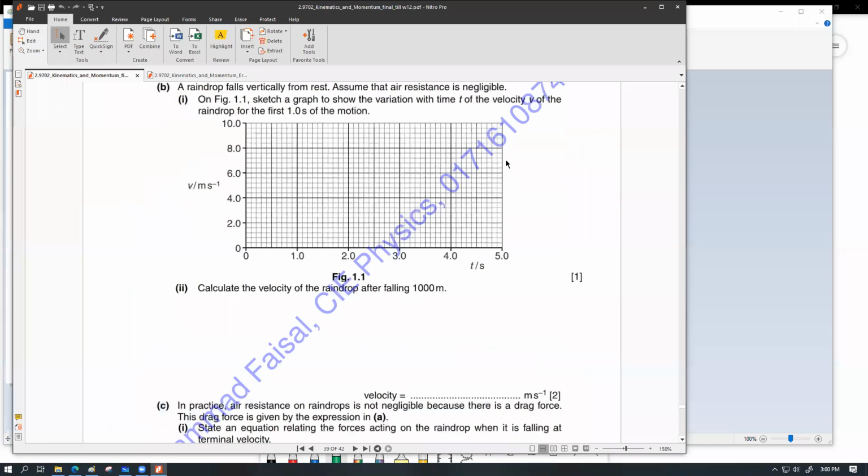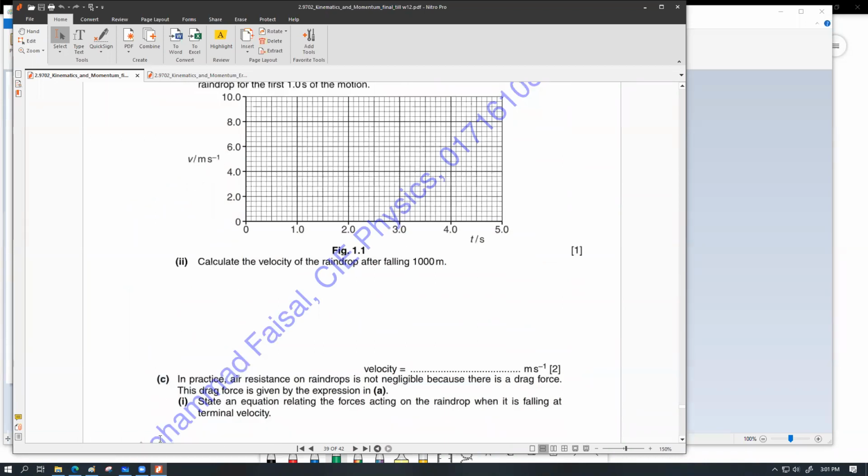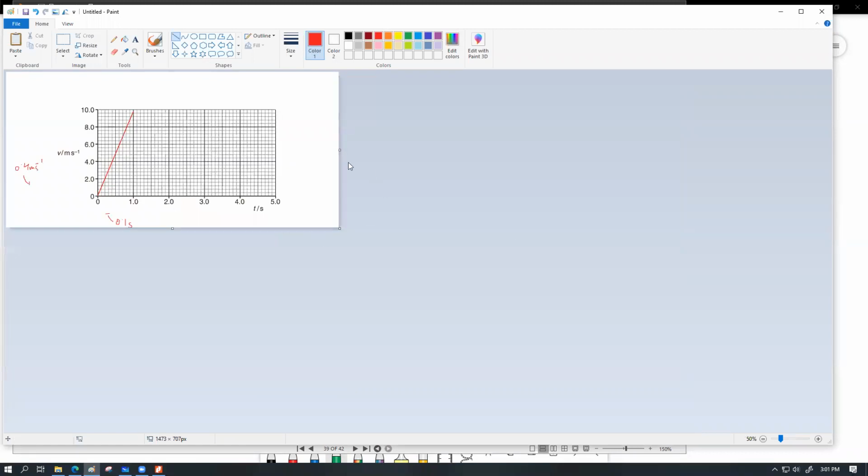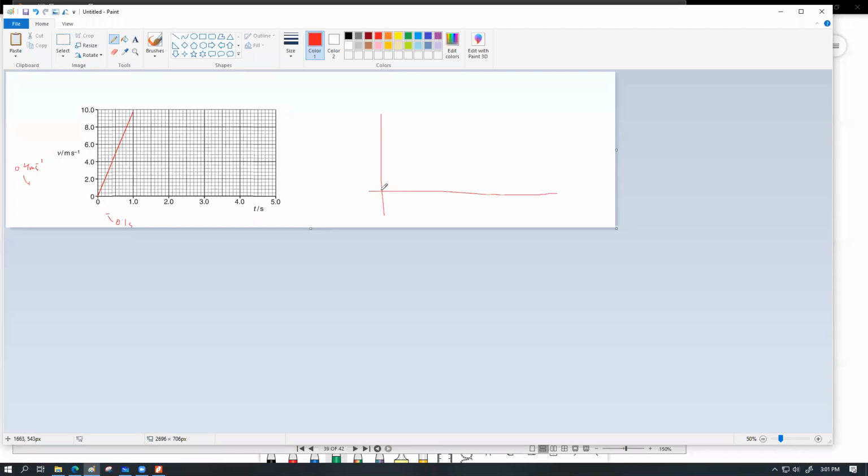5 seconds of the motion means we have to draw this graph all the way up to the right point. Now, here is the deal. Before I get into drawing this graph, I would like to show you something over here. If air resistance is a significant force, that would mean that our graph is supposed to be a curve. It should start with 9.8 meter per second squared acceleration, which is the same tangent over here.